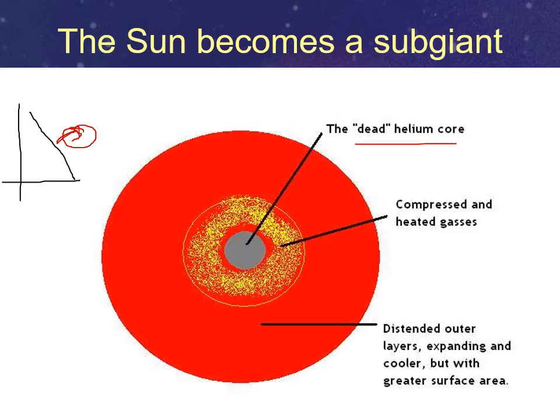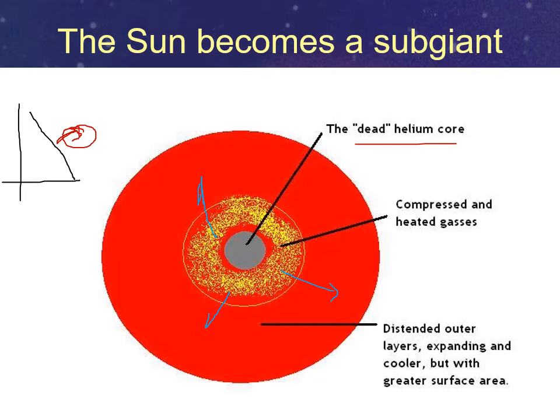That core is not fusing anything. Surrounding it is compressed gas that, when you squeeze the gas, it heats up. When it heats up, it expands. When it expands, it pushes outwards and causes the outer layers of the sun to really get pushed outwards. These distended outer layers eventually get cooler simply because you're expanding a gas. Squeeze a gas, it gets hotter; expand a gas, it gets cooler. And so at that point, the sun is going to be this dead subgiant. No more nuclear fusion is happening in the core.